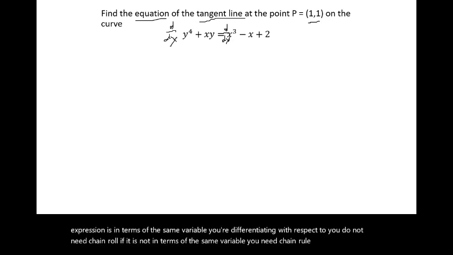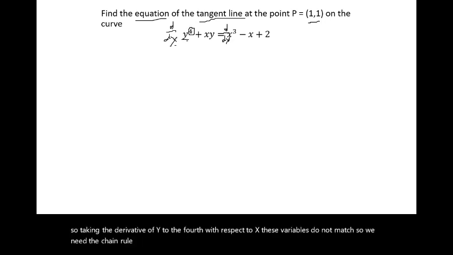So taking the derivative of y to the fourth with respect to x, these variables do not match, so we need the chain rule. The power of 4 is the outside function. Y itself is the inside function. So the derivative of the outside is going to be 4y cubed. Then we're going to multiply it by the derivative of the inside, derivative of y with respect to x, dy dx.